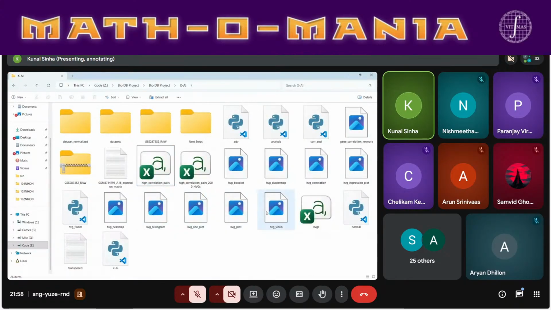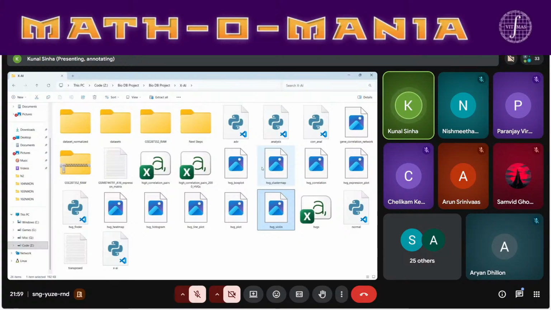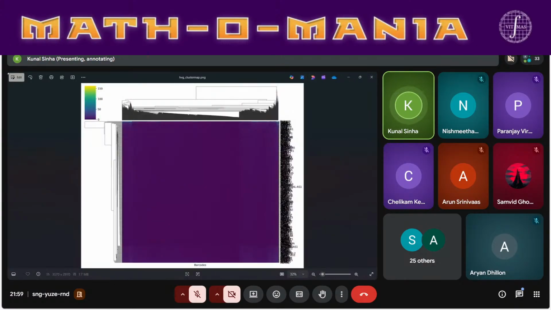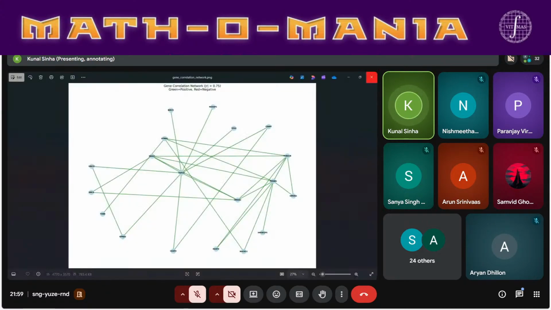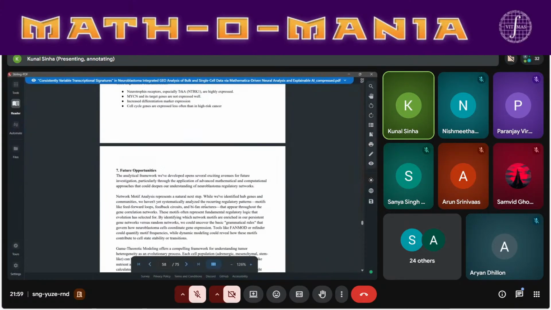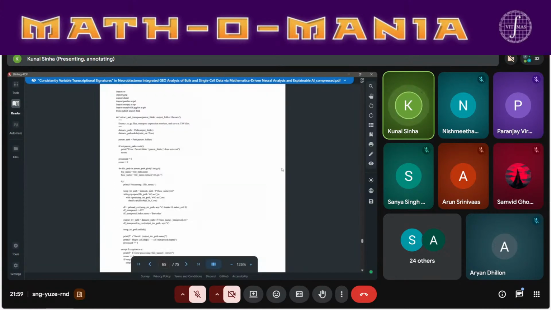I'll just show you. This is the violin plot. I hope you guys are familiar with violin plots. They're like the fundamental plots that you use, and box plots, cluster maps are there. This cluster map is a dendrogram actually. It's a hierarchical clustering algorithm applied on the genes based on their correlations. And this is the correlation network of a gene with a high interval, like greater than 0.05. Now this is the future opportunity part, and this is just the research work. Then this is the code.